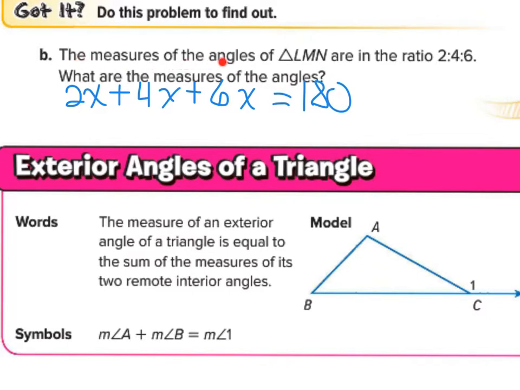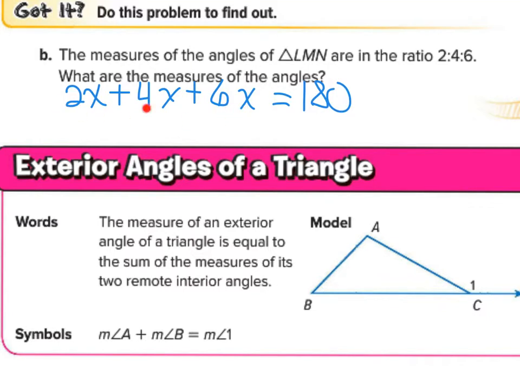The measures of angles of triangle LMN are in the ratio 2 to 4 to 6. Okay, this is how they're going to increase. What are the measures of the angles? Well, we know that we have our 2x here, our 4x here, and our 6x here. We don't know what our angles are, so we're representing them by x, but we do know that this one is 2 times the size of it, this one's 4 times, and this is 6 times.